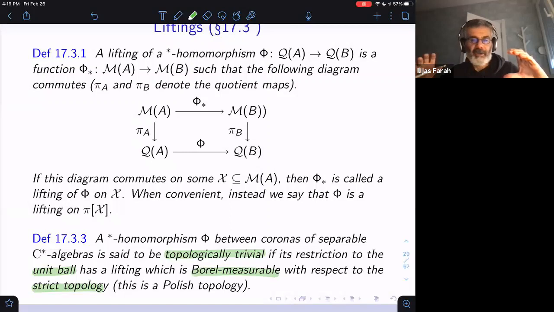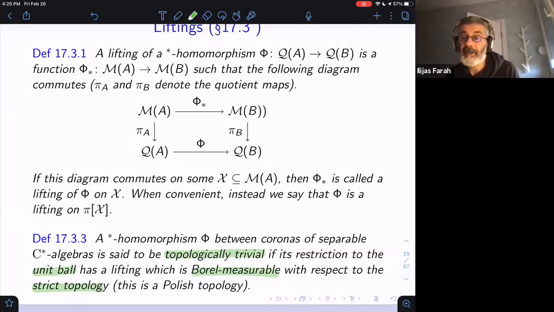So it is what is called a Polish space, and those are basically the nicest spaces that you can imagine. Now, why did I say that I have to defend this definition? Well, what we would really love to have is just a lifting which is conjugation by a unitary. Well, you cannot always have that.